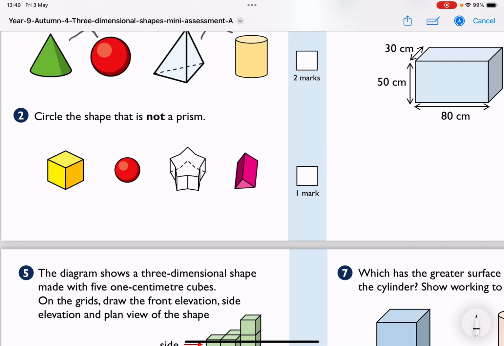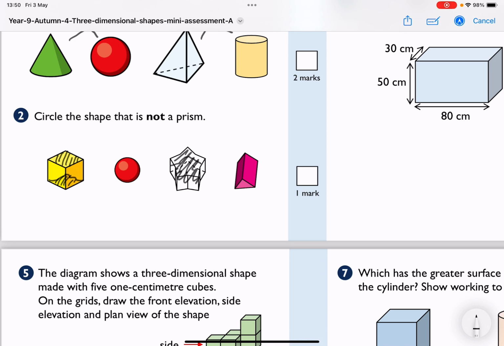Number 2, circle the shape that is not a prism. A prism is basically a shape that has the same, what I would call the cross-sectional area running through it. So if I looked at the cube, that square at the top runs all the way through to the bottom, okay? So if I cut it in half going across, I would see the same shape running through it. The same here with my pentagonal star shape. If I cut this through, I can see that this shape on the top, the star, would also be the same on the bottom. So that is a prism.